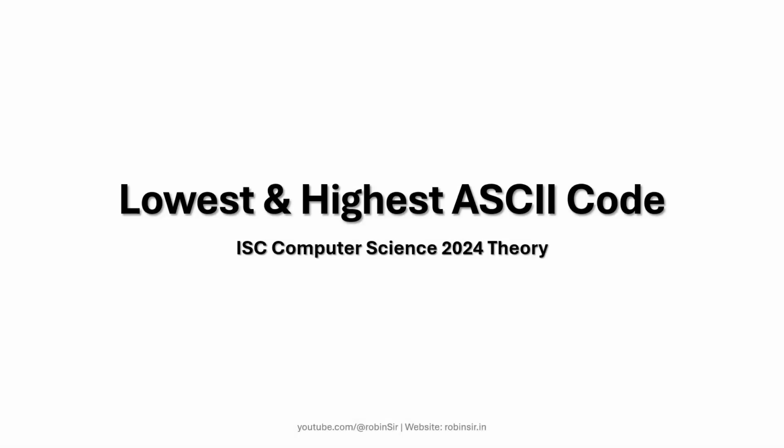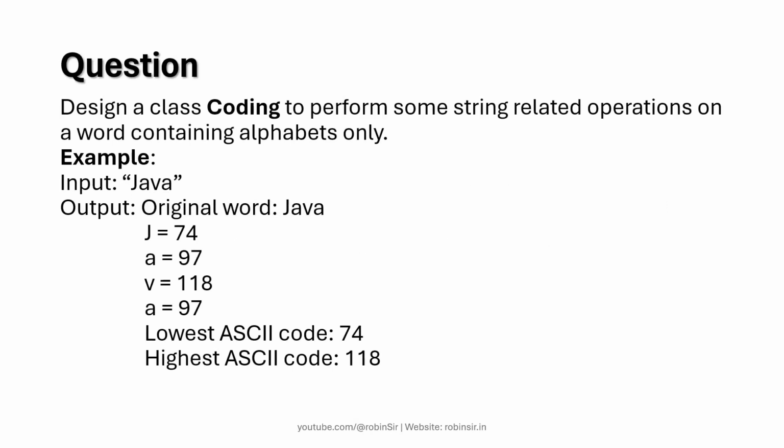Hello and welcome. In today's class, we'll see how we can find the lowest and highest ASCII code in a given string. This question appeared in the ISC Computer Science 2024 theory paper. According to the question, we have to design a class coding to perform some string-related operations on a word containing alphabets only. Here is an example.